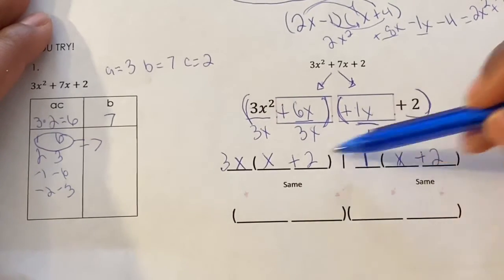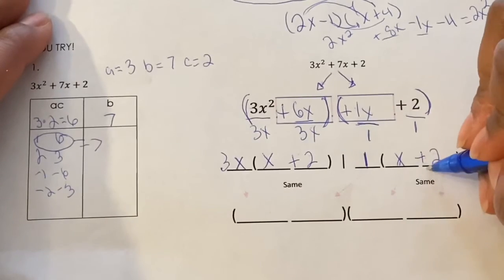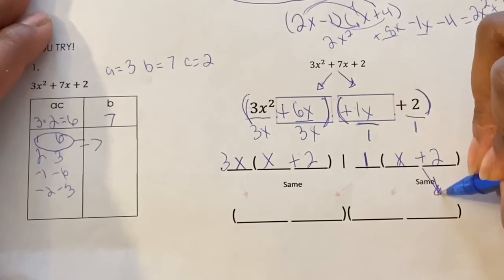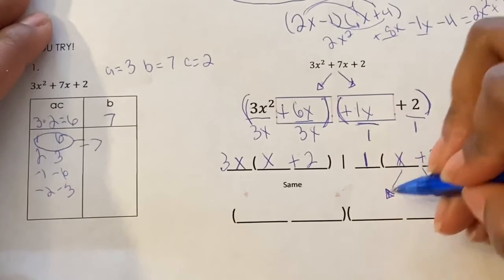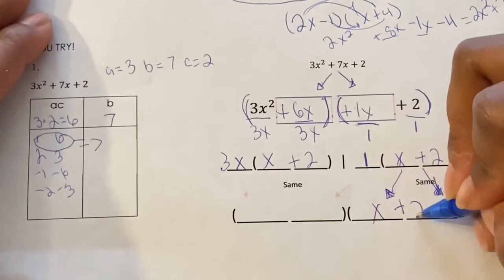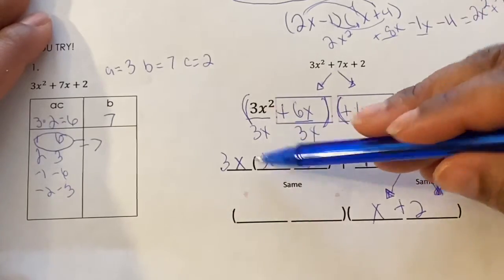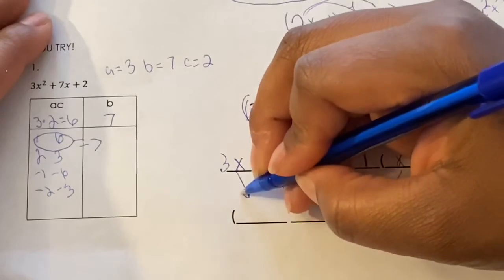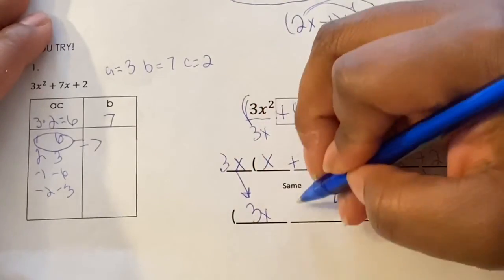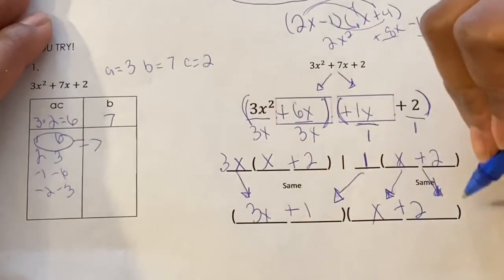As you can see again, these should be the same. I'm going to take now my factor x plus 2 and write it as one factor. And I'm going to take my GCFs and write them as another factor, 3x plus 1. And this would be my answer.